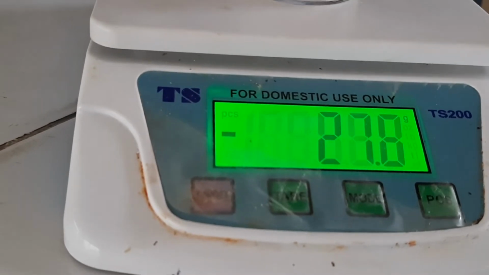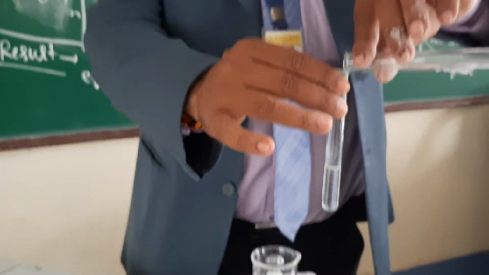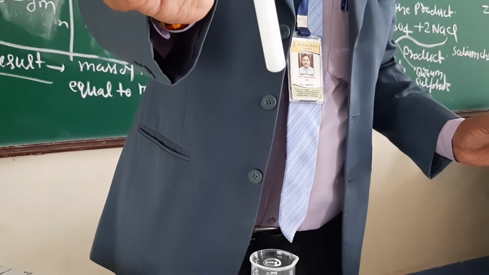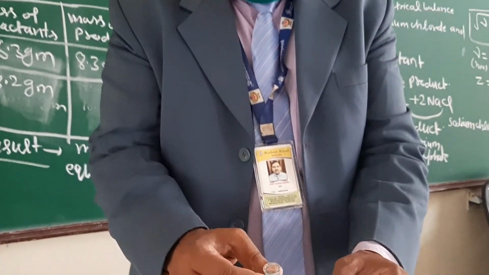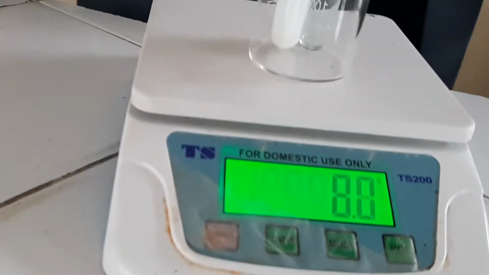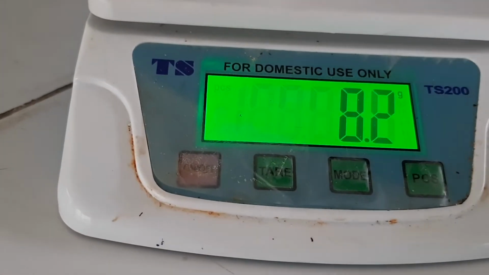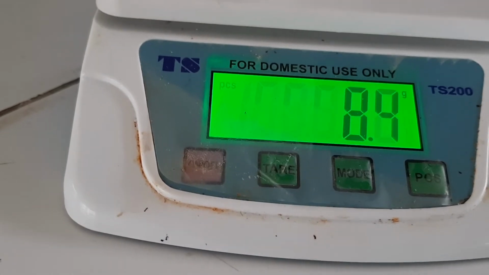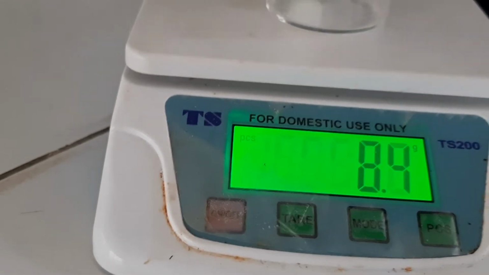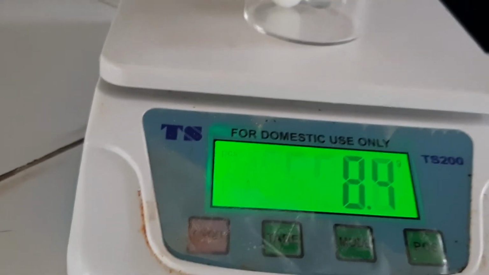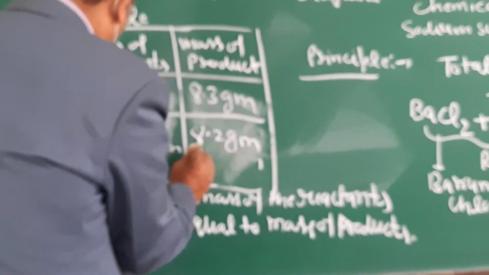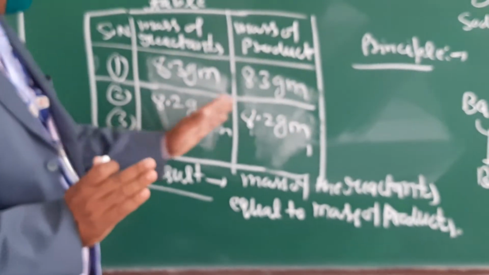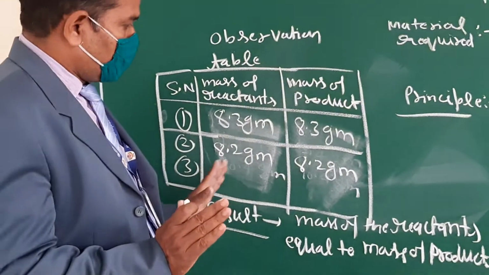Okay. Any change? A precipitate is formed. This is a precipitation reaction. We will again find the mass of the product. Please see the mass of the product. The mass of the product is about 8.2 and 8.3. This is the value, 8.2 gram. Okay, clear? Here the mass of the reactants is equal to the mass of the products.